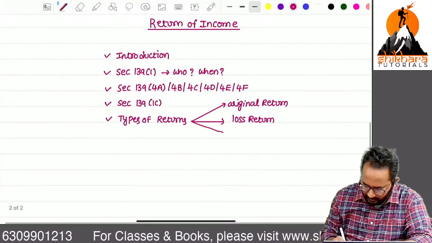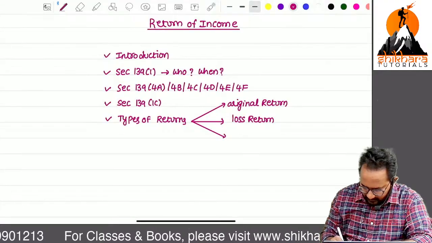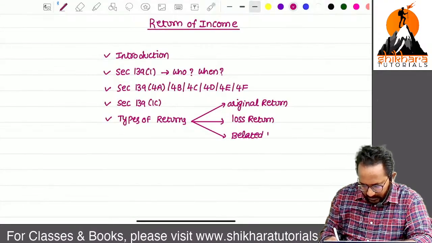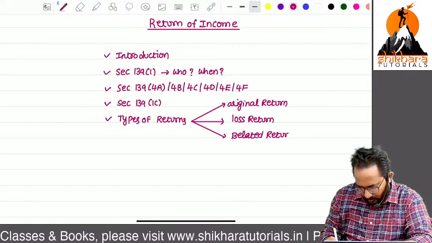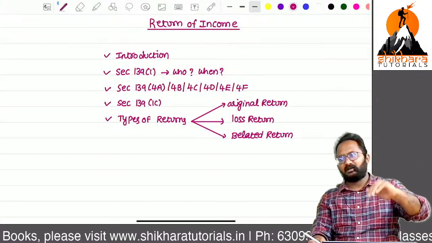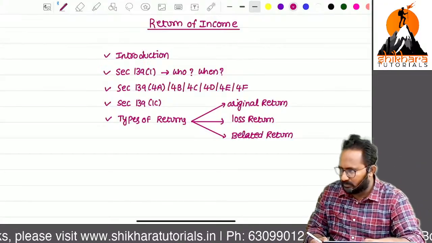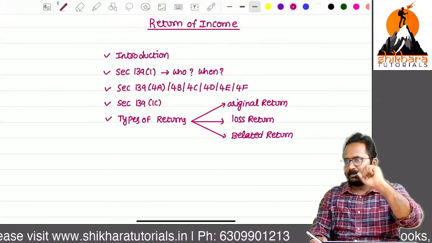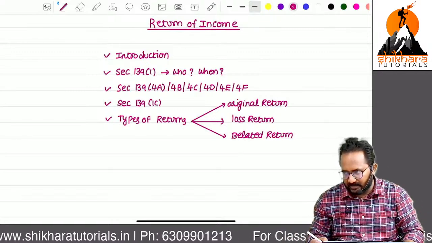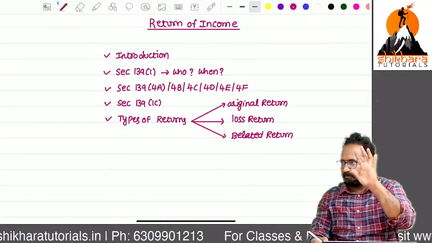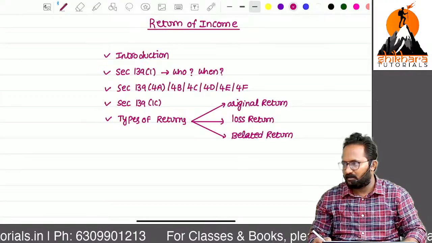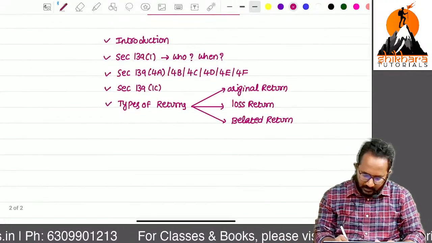Next we have already done the discussion related to belated return. Belated return means if you are unable to file the return on or before the due date, you can file the return after the due date. But what is the time limit? 3 months prior to the end of the relevant assessment year or assessment completion, whichever is earlier.